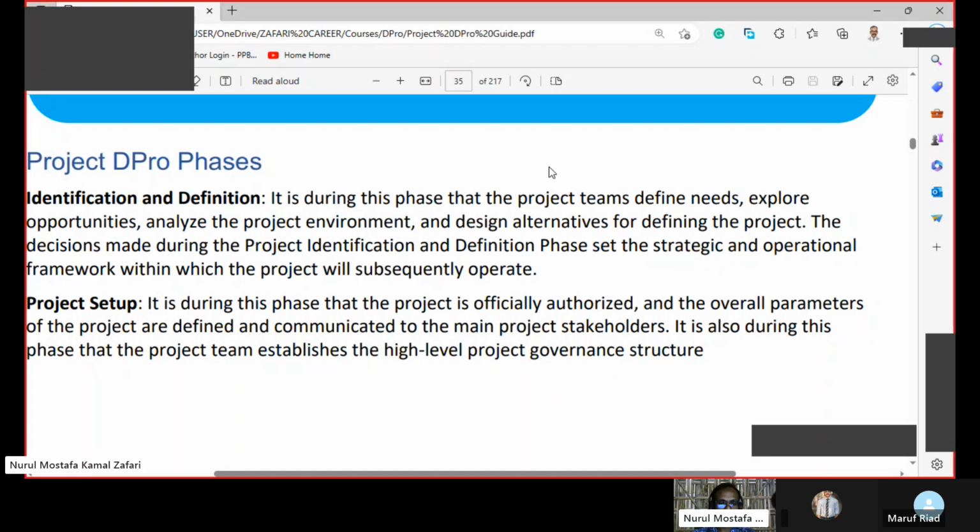Okay, now project setup. It is during this phase that the project is officially authorized and the overall parameters of the project are defined and communicated to the main project stakeholders. It is also during this phase that the project team establishes the high-level project governance structure. I'll stop for a while so that you can read, because this is very important.